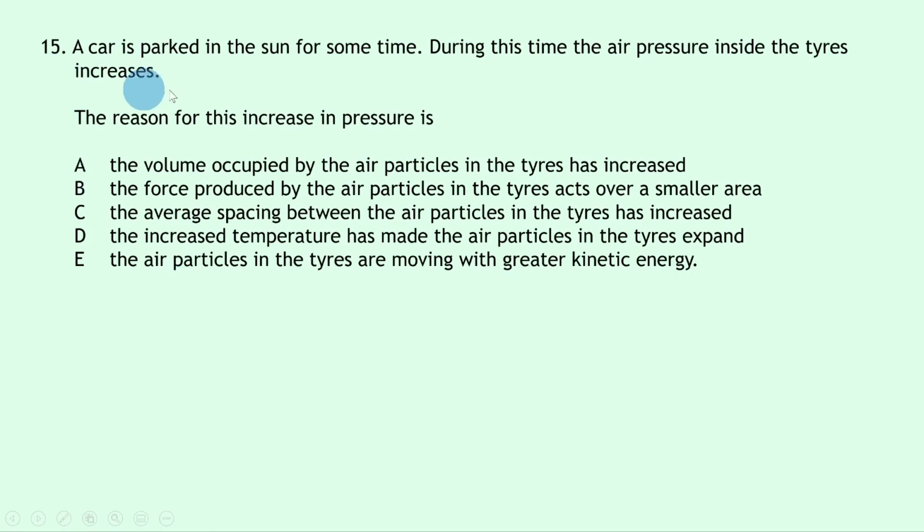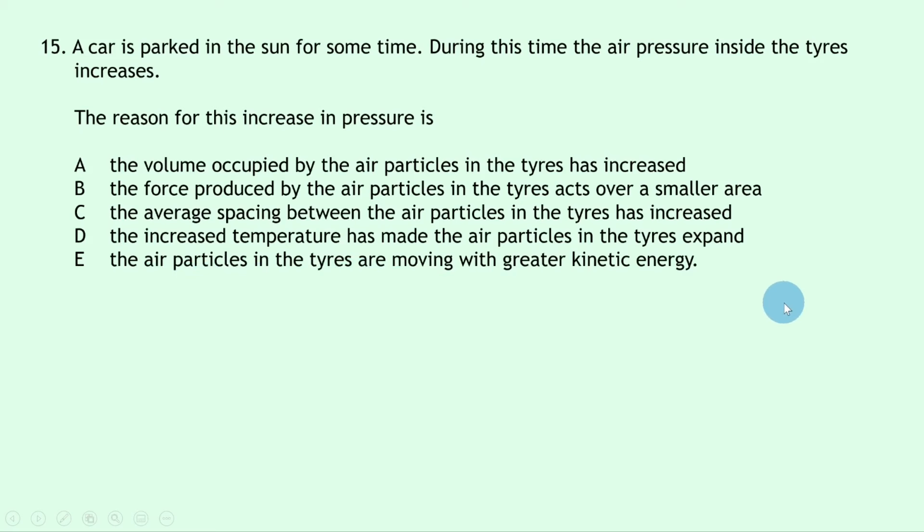Question 15 says a car is parked in the sun for some time. During this time, the air pressure inside the tyres increases. The reason for this increase in pressure is the volume occupied by the air particles in the tyres has increased, the force produced by the air particles in the tyres acts over a smaller area, the average spacing between the air particles in the tyres has increased, the increased temperature has made the air particles in the tyres expand, or lastly, the air particles in the tyres are moving with greater kinetic energy.